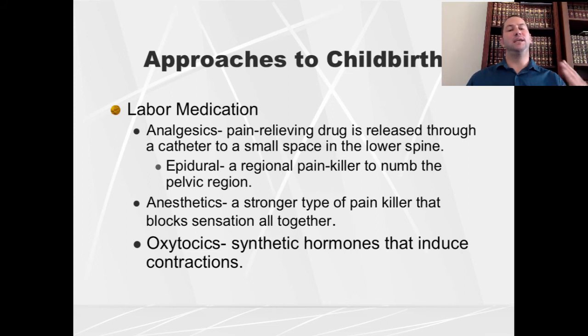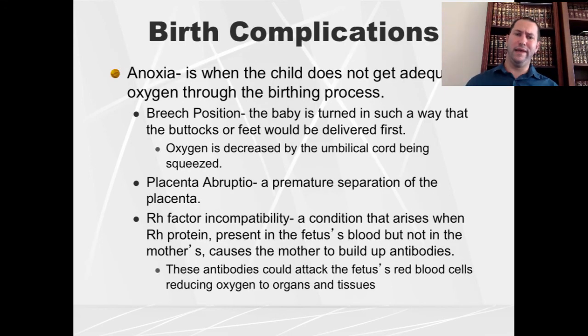And then we have oxytocics. This is to stimulate contractions. Let's say a person has not progressed and dilated in a phase. You might use Pitocin, which is the common brand name. So you're delivering. There can be potential problems such as anoxia. Anoxia is where the child's not getting enough oxygen.